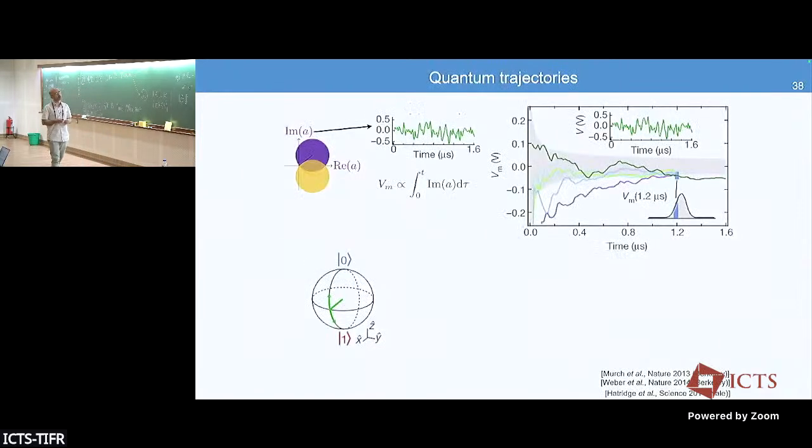Another cool experiment with this was done in Berkeley by Côte when he was a postdoc there. So these are the quantum trajectories of a qubit.